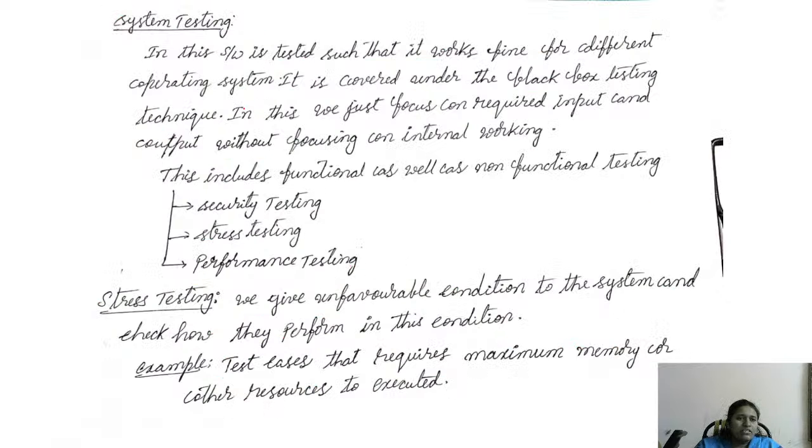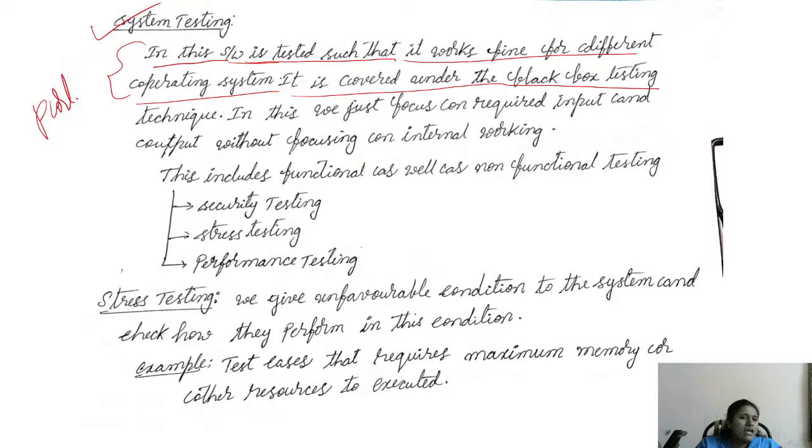Next one is system testing. What is system testing? In this, software is tested such that it works fine for different operating systems. It is covered under black box testing only. It is system portability, which means it has to work for the different operating systems, right?